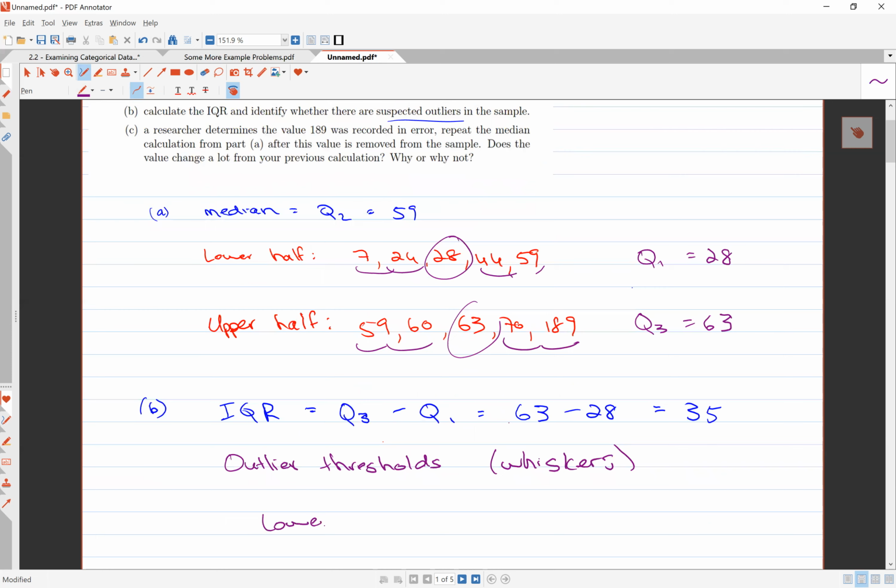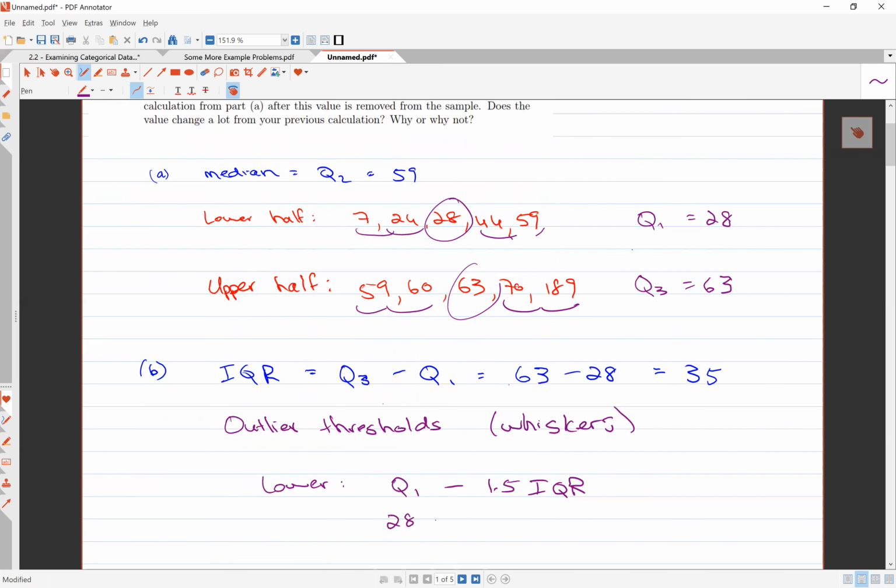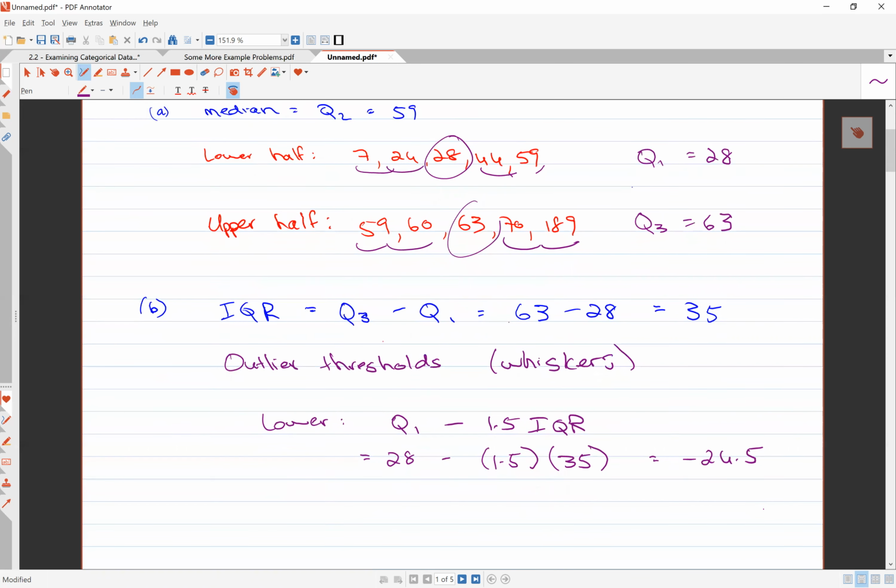Our lower threshold is going to be Q1 minus 1.5 IQR. So this will be 28 minus 1.5 times 35. And so that's negative 24.5. And there are no values below negative 24.5. So we don't have to worry about suspected outliers on the lower end.